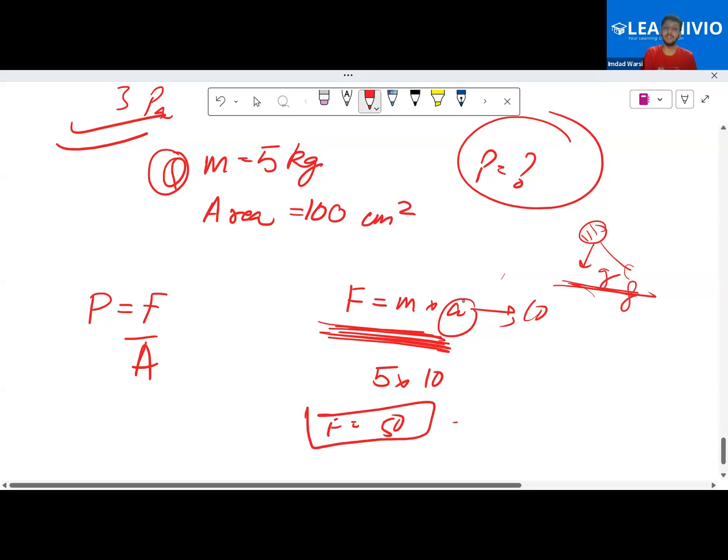Okay, now we got force. So now tell me the answer for pressure. 2. How come you get 2? Force divided by area. What do you write for force? 50. What do you write for area? 100. This will be 2.